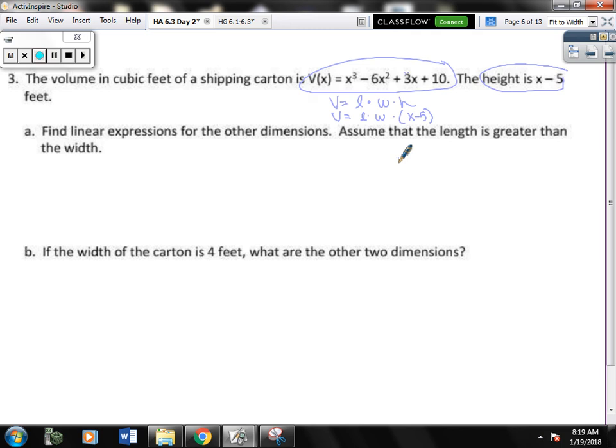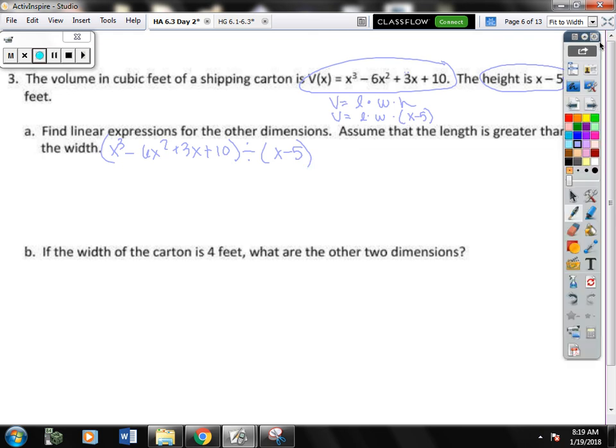Okay? We are going to assume that the length is greater than the width. So when you get the 2 answers, that'll tell you which one's which. If you get 7 and 8, the bigger one will be the length. All right, so let's use synthetic division to take x cubed minus 6x squared plus 3x plus 10 divided by x minus 5. And if this were a question, it doesn't say you have to use synthetic, so you could do long division if this were a quiz or a test question.